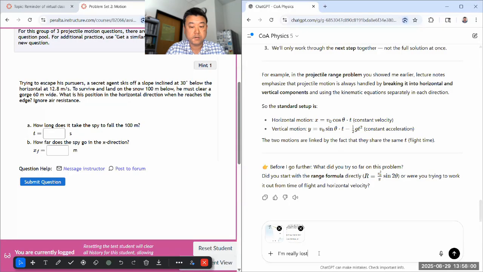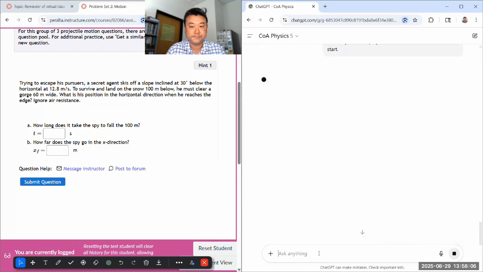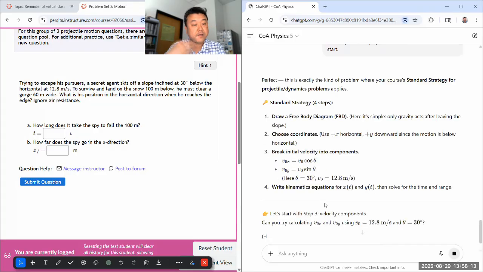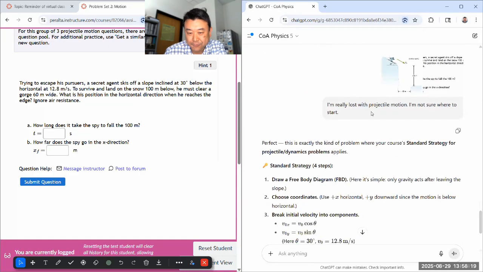I'm really lost with the projectile motion. I'm not sure where to start. Let's see if it gives me the entire thing right away, or gives me first a couple of steps. I'll give it an attempt, make some mistakes as I'm doing that, and then let's see it help me work through those mistakes.